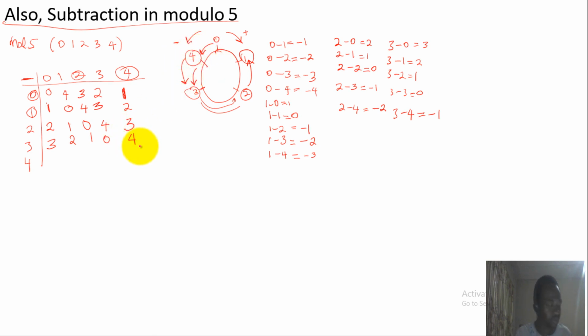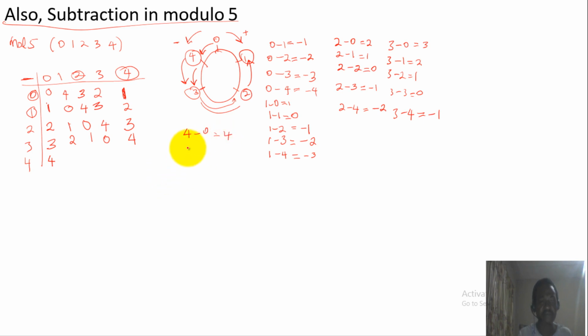Basically, the last one will be 4 minus 0. Automatically, that will give me 4. And the principle is, especially in the clockwise direction, when it is less than the mode, you just write it. You don't even have to bother with the movement. You are giving mod 5, I have 4. Automatically, I'm just going to write 4 immediately.